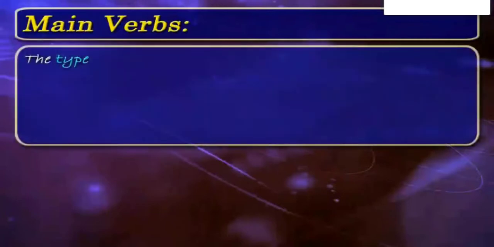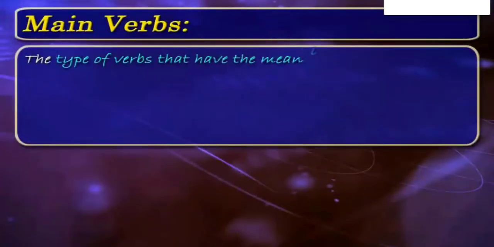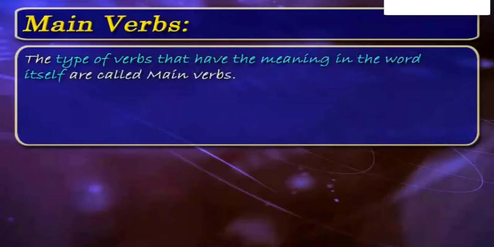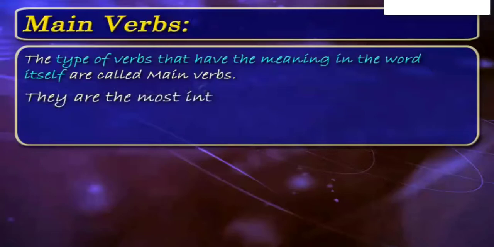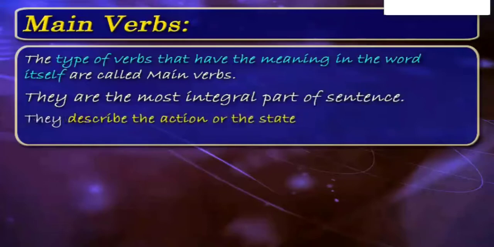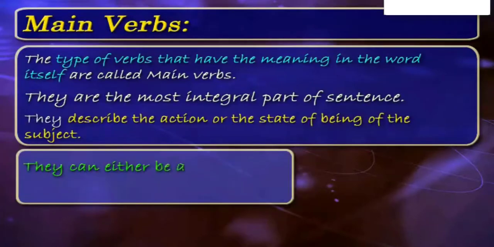Next type of verbs are main verbs. By definition, verbs that have the meaning in the word itself are called main verbs. So the verbs that contain the meaning, as compared to auxiliary verbs, are called main verbs. Main verbs are the most integral part of the sentence. They are used to explain the action or the state of being of the subject. Also, they can either be action verbs or linking verbs.